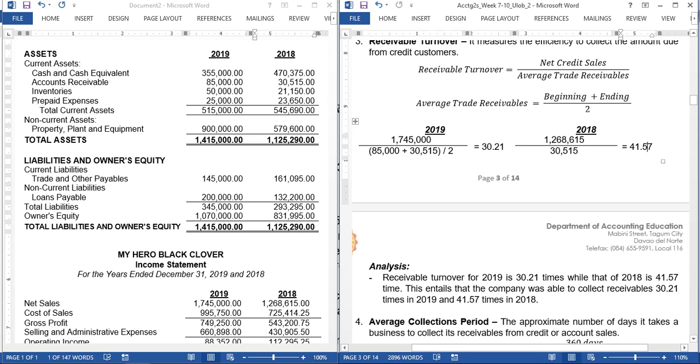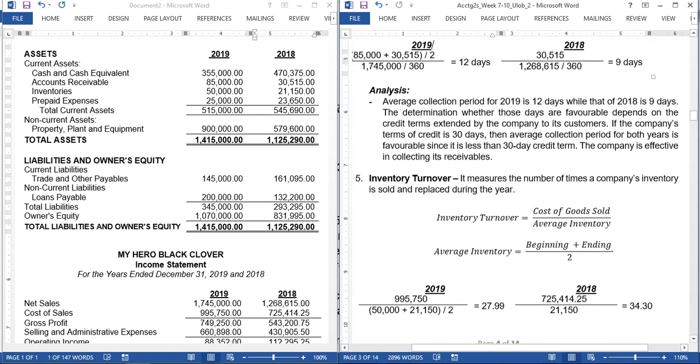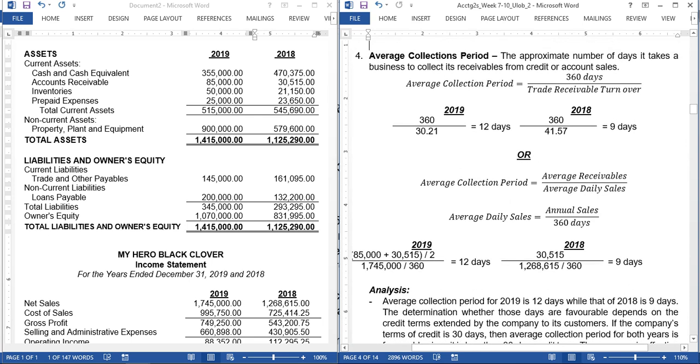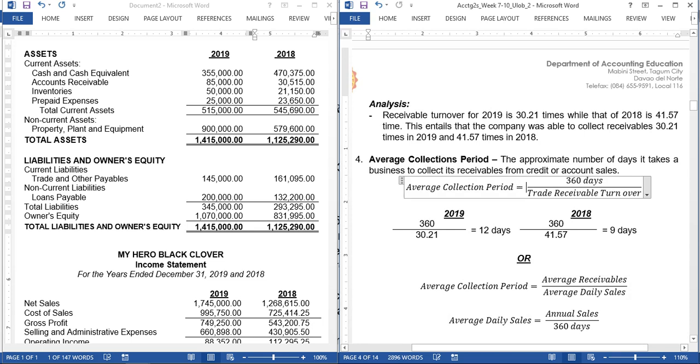So, need to improve their collection efficiency. Okay. The next one is the average collection period. So, yung kanina, how many times? Dirian naman sa average collection period, this is how many days. Okay, the number of days it takes to the business to collect its receivable. Okay? So, yung kanina, the higher the better. Okay? Kasi, pas-pas ang iyang galing sa receivable. Diriya, the lower the better. Okay? So, like here, for example, to compute for average collection period, 360 days, divided by trade receivable turnover.